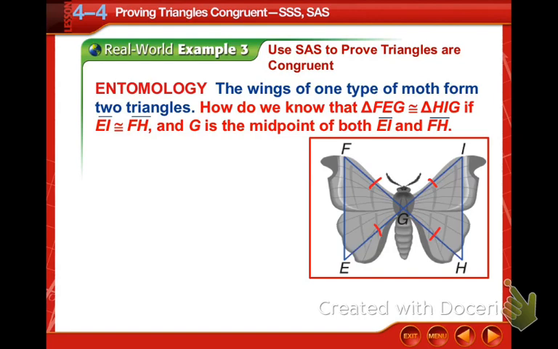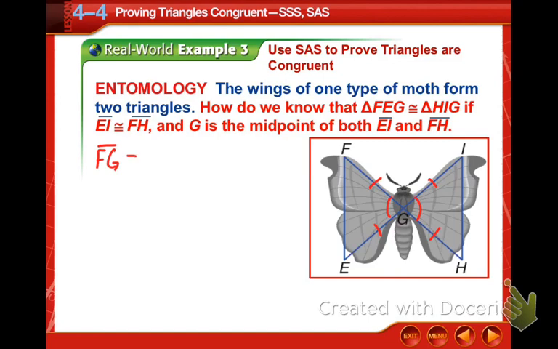We need an angle that's congruent in between. The only option here is the one right in the middle. And of course those are congruent because they are vertical angles. So let's list these out and the reasoning.